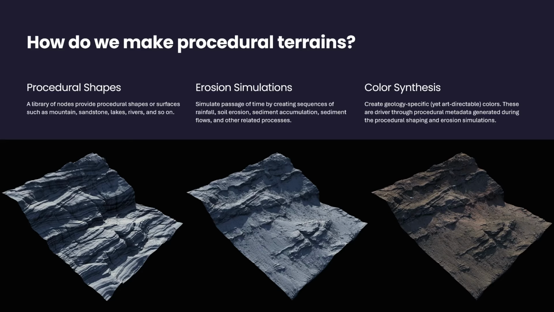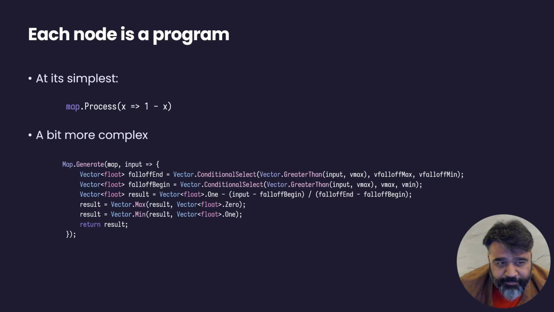Now, I mentioned that everything is run by nodes. So what are these nodes? At its simplest, it's like the first example. It's just basically inverting whatever value you give it. So if it's a mountain, it becomes a valley, for example. Or it can be something more complex, like this second piece of code, which is an example of what we use to mask off a specific range of altitude with a decent falloff.